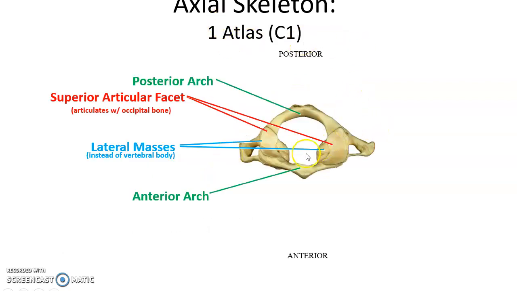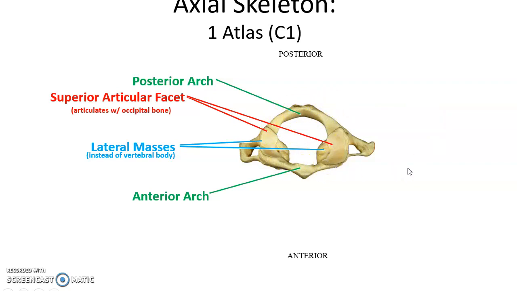Atlas, or C1, is the first cervical vertebra. Atlas is the one that makes contact with the occipital condyles of the skull. It obviously, as you can tell by looking at it, looks a bit different. No spinous process. Instead, it has a posterior arch and an anterior arch.